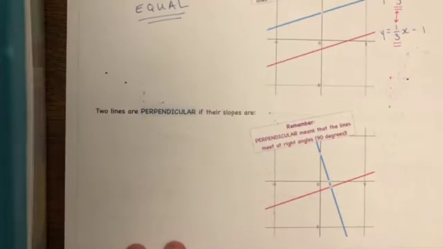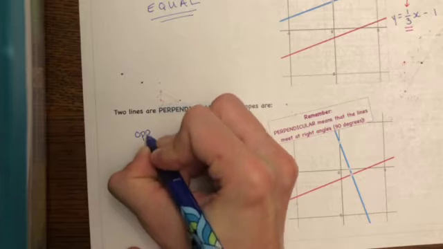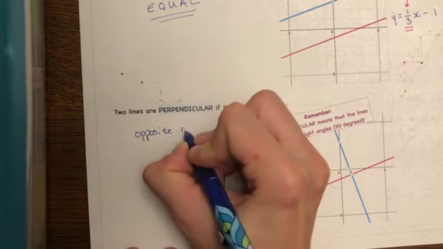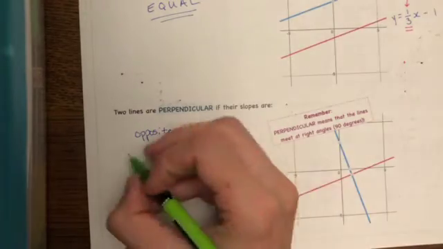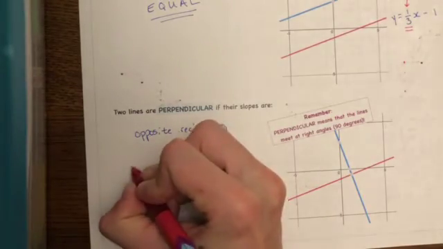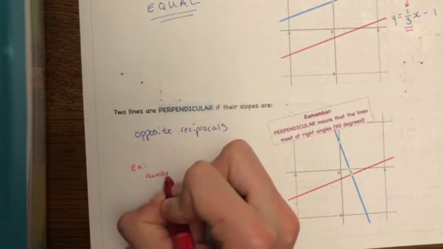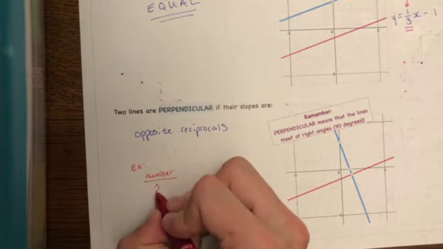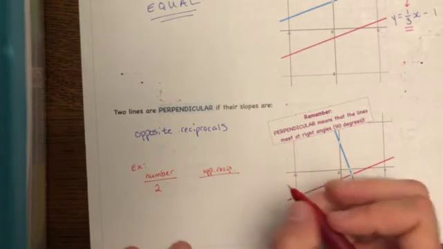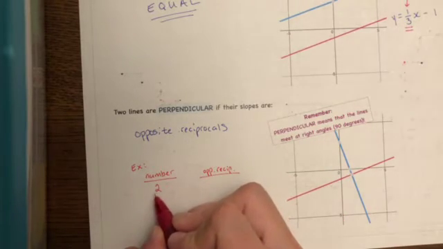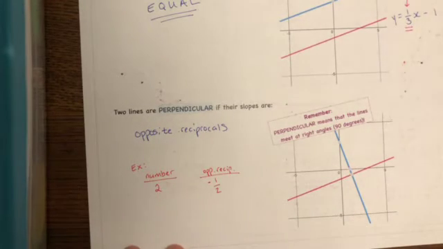On the other side, though, two lines are perpendicular if their slopes are opposite reciprocals. And what that means, I'll just give you some examples. I'll do it in red down here. So an example, if the number is 2, its opposite reciprocal is opposite first. So 2 over 1 becomes 1 over 2. And then we have the opposite, taking it negative.